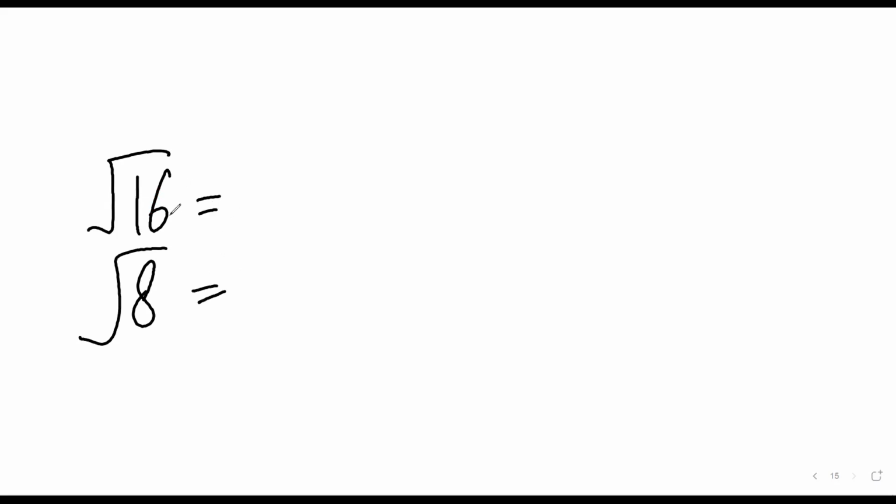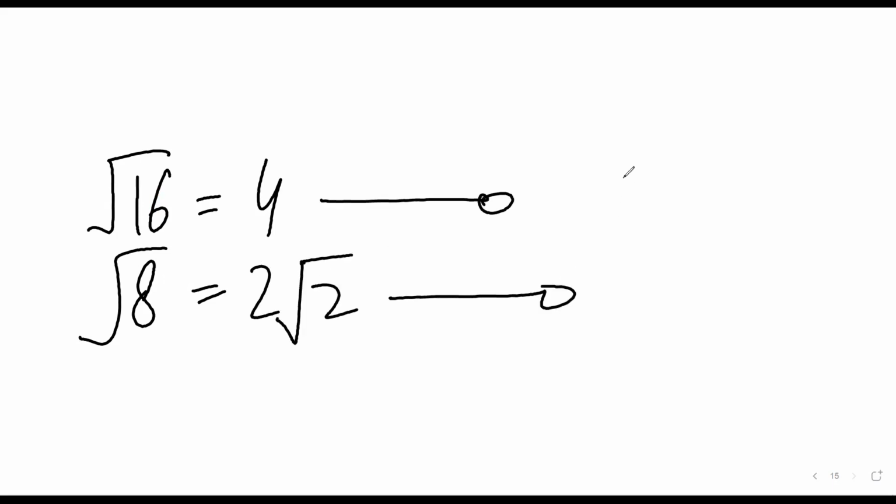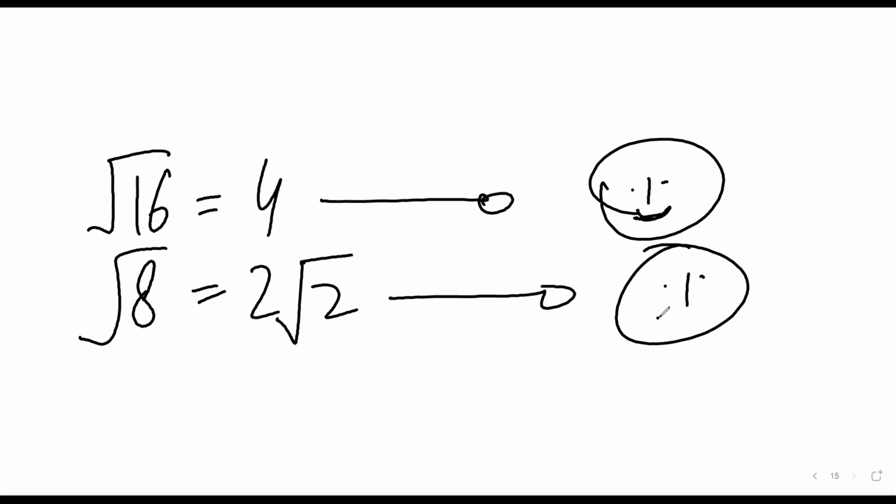There will be good numbers like 16 and there will be wicked numbers like 8. When you find the square root of 16, it will be 4. But when you are dealing with these wicked numbers, their square root would be 2 root 2. Are we clear about this or not? Yes, clear. So let's go to Pythagoras.